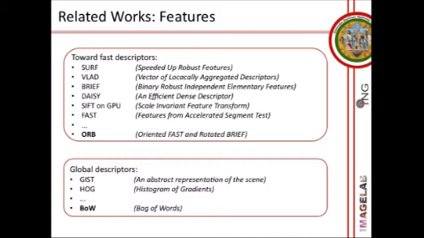Also, to describe an image, we use some kind of descriptors. The trend of descriptors is to go to faster computation. And we find that ORB is a pretty fast descriptor. It is binary. And to represent the whole image, we need a global descriptor. Among the others, bag of words is one of the simplest to implement.